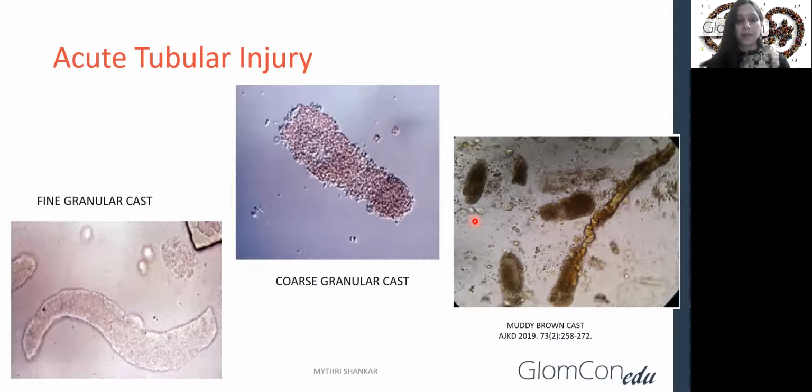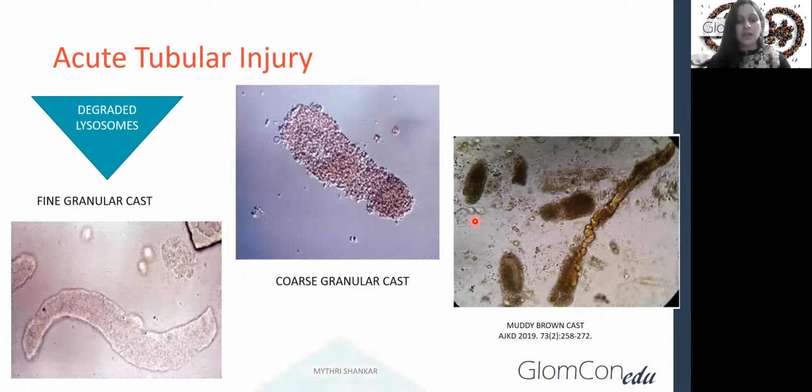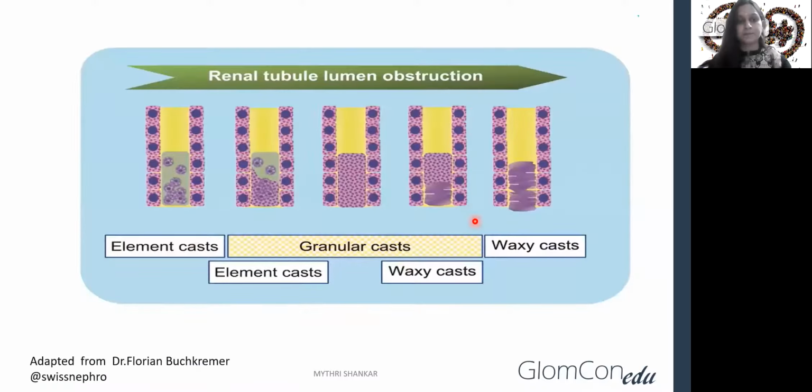Granular casts can be fine, coarse or mixed. Fine granular casts are composed of degraded cell lysosomes which are better seen on electron microscopy. Coarse granular casts are composed of degenerated renal tubular epithelial cells. When these casts are dense and brown, they are called muddy brown casts. But these casts such as muddy brown casts and granular casts may also be seen in other renal lesions such as AIN, TMA and so on.